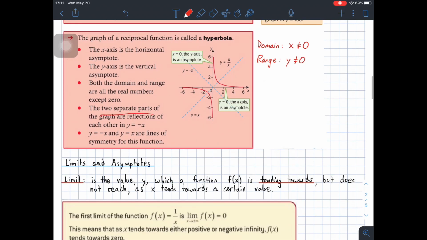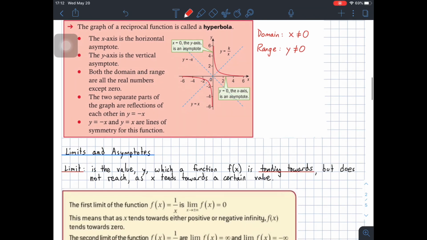Then it says the two separate parts of the graph are reflections of each other in y equals negative x. Y equals negative x is this line over here. So you see that is like a mirror which reflects this function into this function.